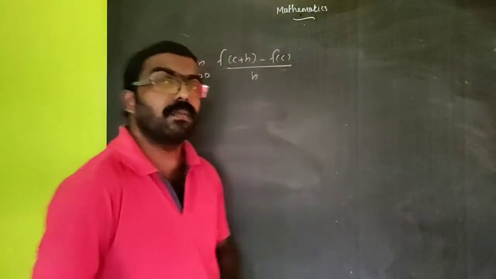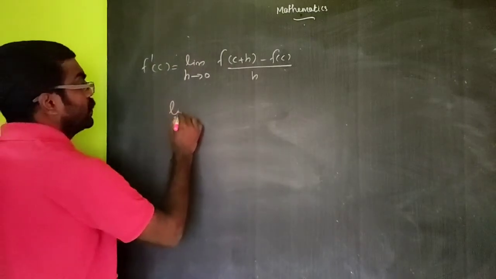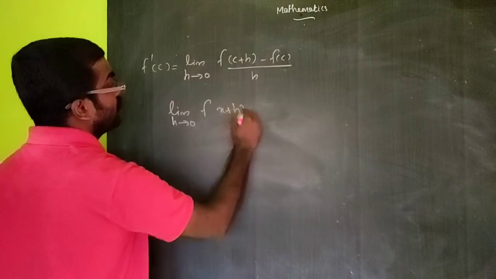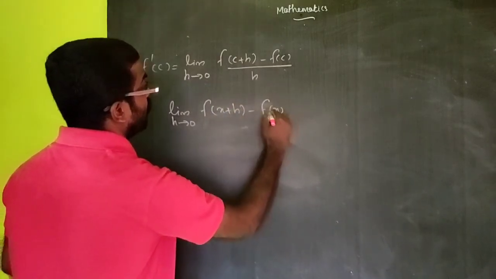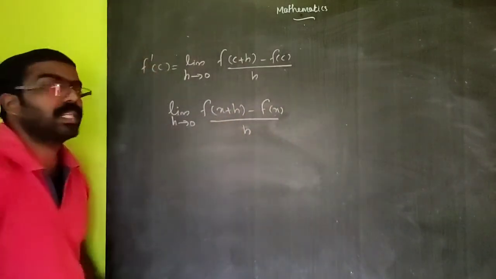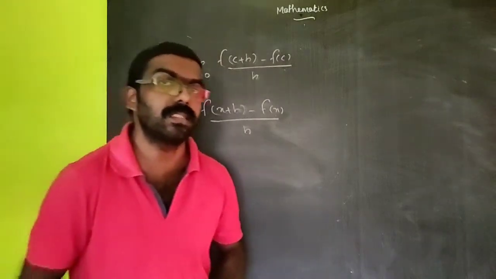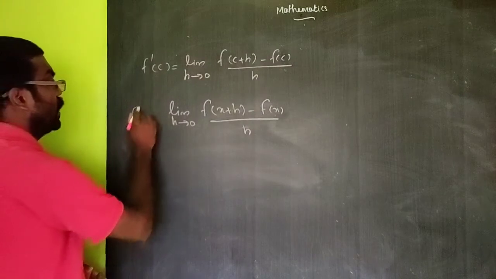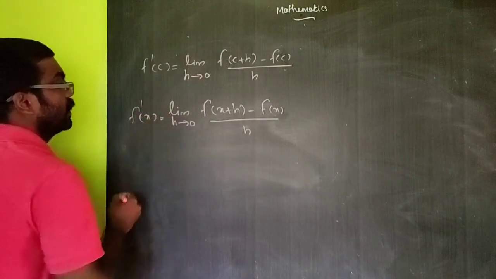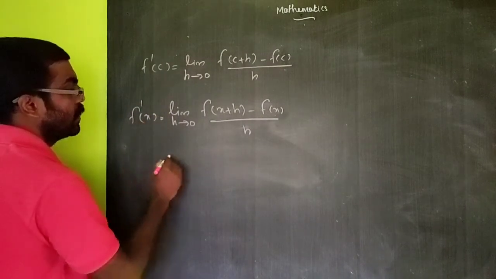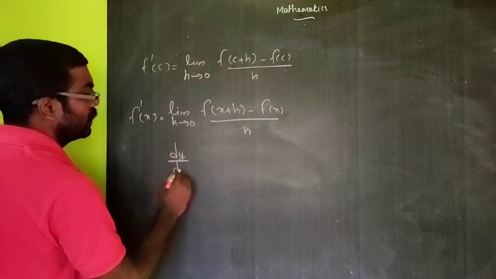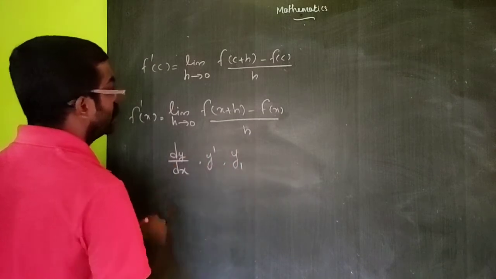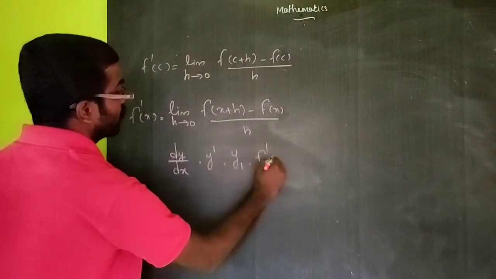Okay, and the function given by limit h tends to 0 f of x plus h minus f of x divided by h, wherever the limit exists, is known as the derivative of the function f, and which is denoted by f dash of x. There are so many notations for first order derivative: dy by dx, y dash, y1, and f dash of x.